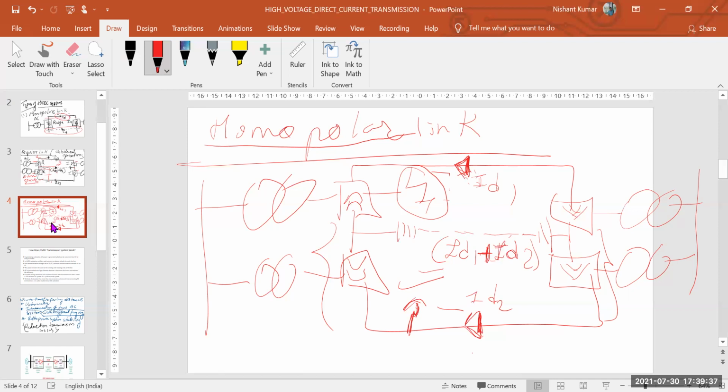That is not possible in a bipolar link. This is totally not possible in the bipolar system due to the use of graded insulation for the negative and positive poles. As there are positive and negative terminals, it is not possible in bipolar, but in this homopolar we could utilize more than 50% of the power.